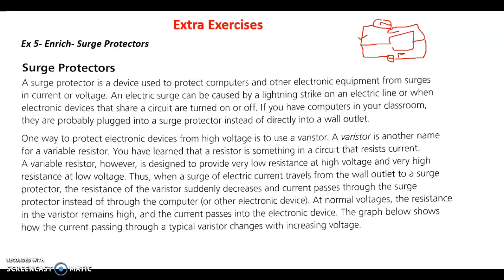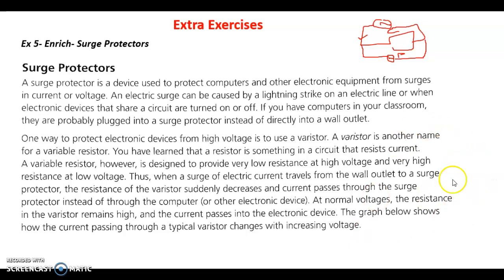Thus, when a surge of electric current travels from the wall outlet to a surge protector, the resistance of the varistor suddenly decreases and current passes through the surge protector instead of through the computer or other electronic device. Now at normal voltages, the resistance in the varistor remains high and the current passes into the electronic device. The graph below shows how the current passing through a typical varistor changes with increasing voltage.